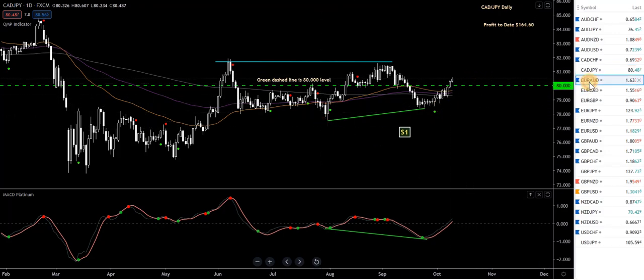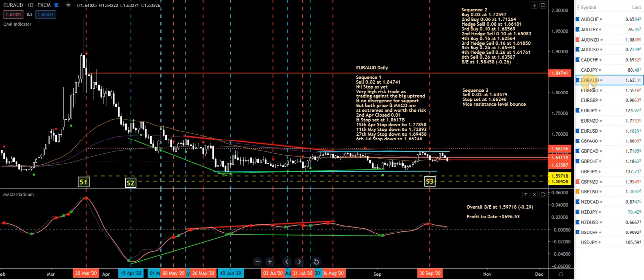Euro Aussie, another one that's caused me a little bit of grief. It's not too bad though. Sequence 1 is a sell trade here, so that's that sell trade up here. It's got a stop in place here, so that's good. Locking in big profit there, positive swap, not a problem. Can stay in that forever.